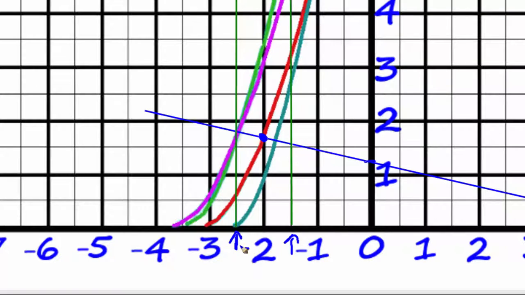Well, the current, if we go through there and we follow it until we get to the intersection of the red line, we have one point here.